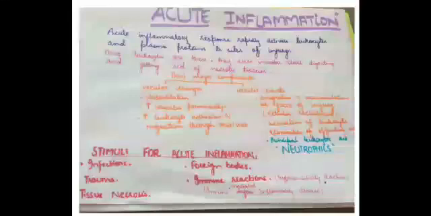Let's start the topic acute inflammation. Acute inflammatory response rapidly delivers leukocytes and plasma proteins to the sites of injury. Once leukocytes are there, they clear the invaders, start digesting and getting rid of the necrotic tissue.